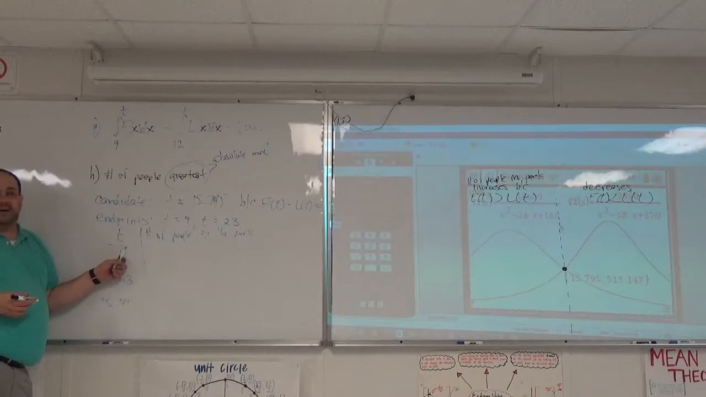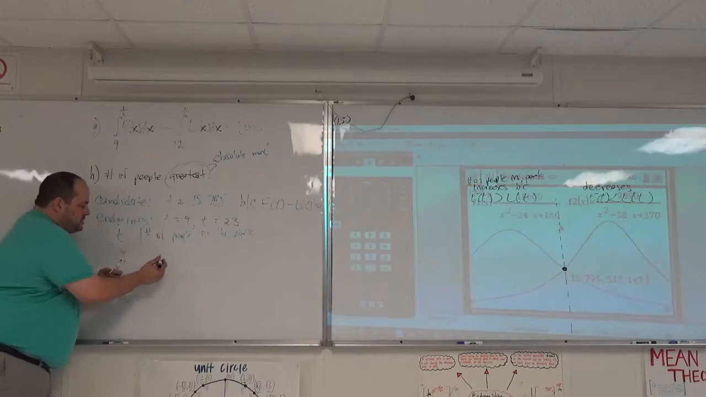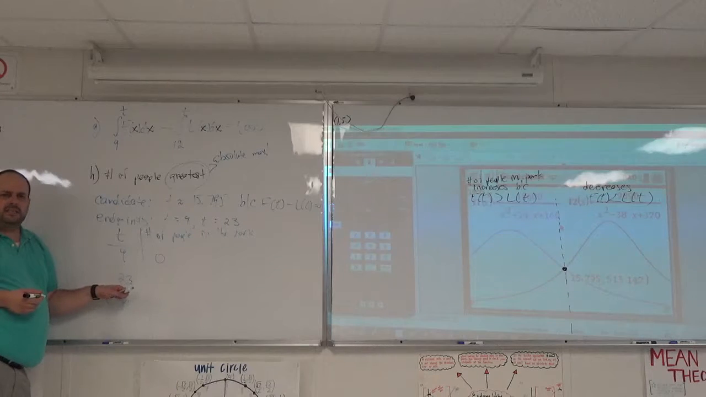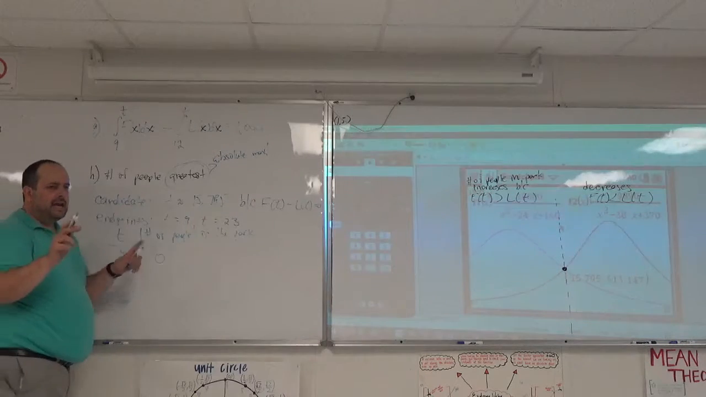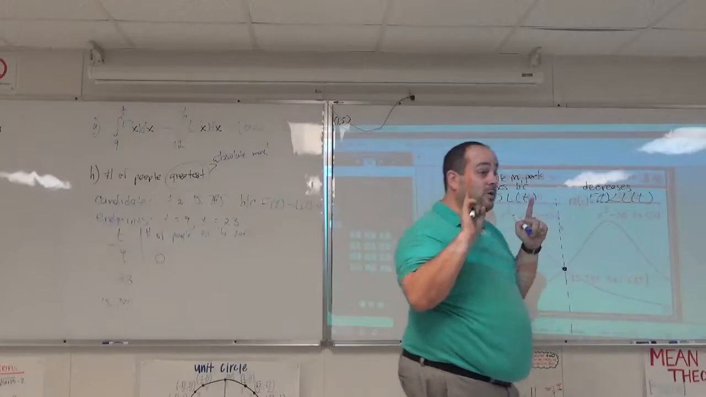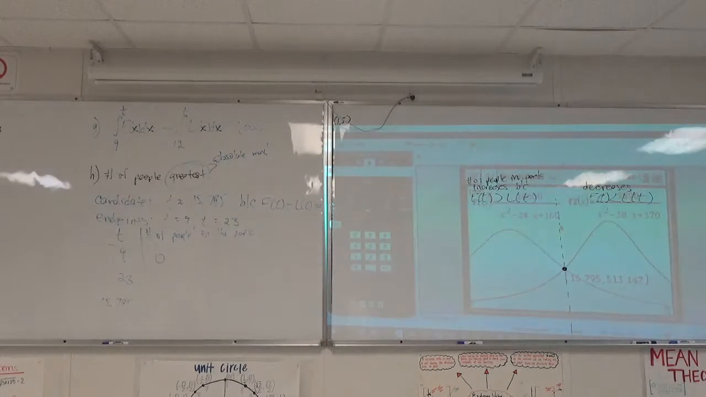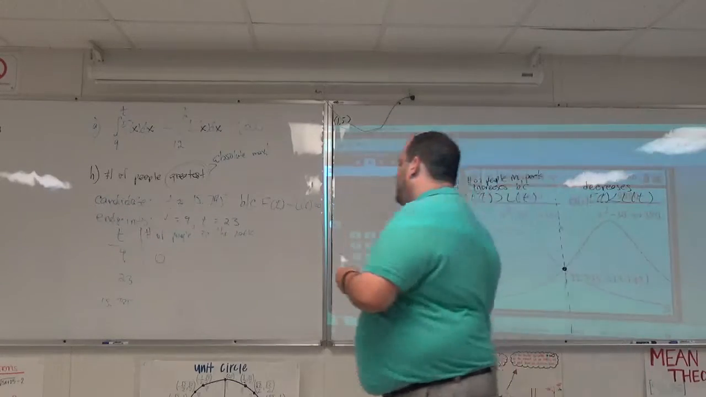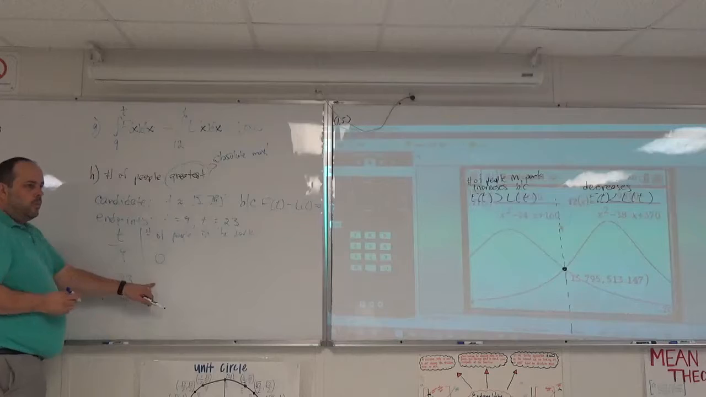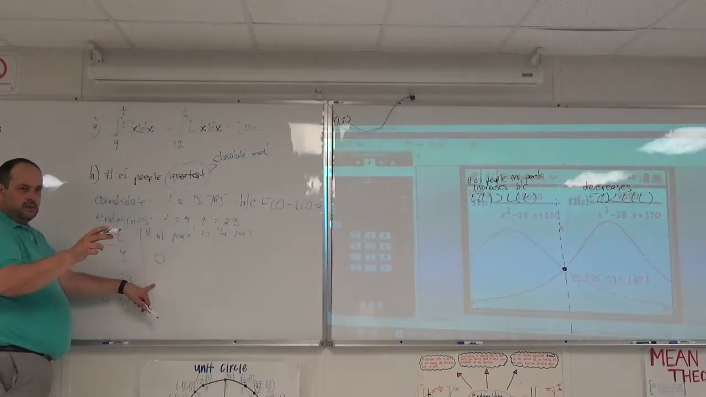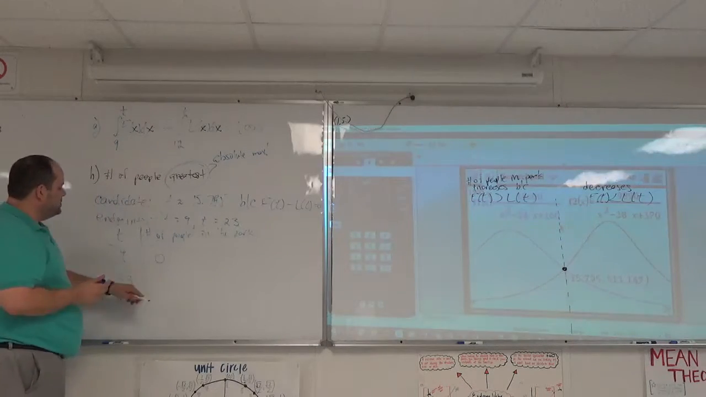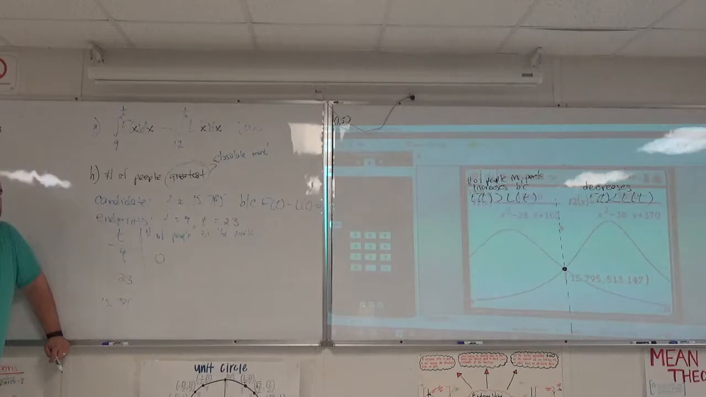How many people in the park at time 9? There's 0. Number of people in the park at time t equals 23? Not necessarily 0. I think what's happening is we're having real world thoughts here, like the park is closed at 11 p.m., therefore no one's in the park. 113.8686. Is that what you found? So where's 113.8686 coming from? From the graph?